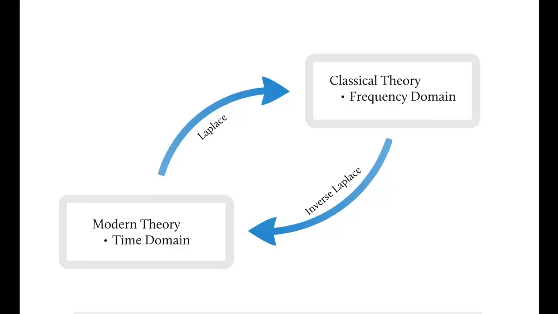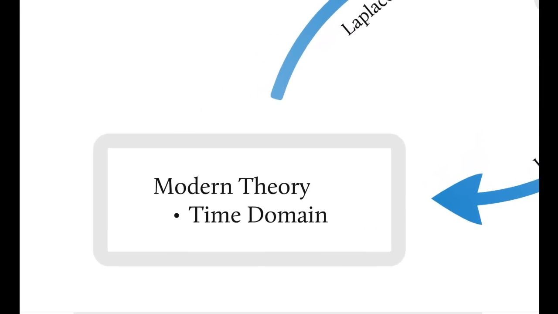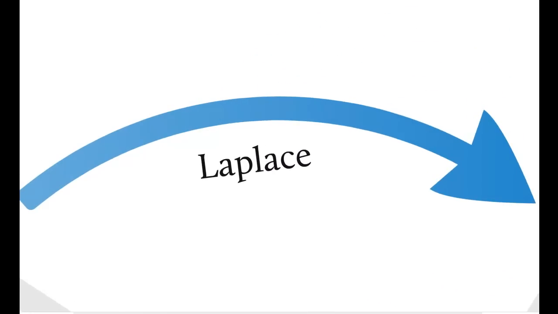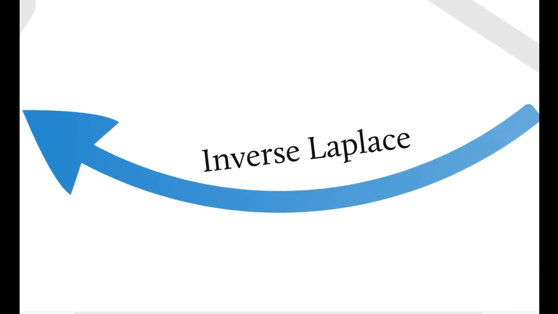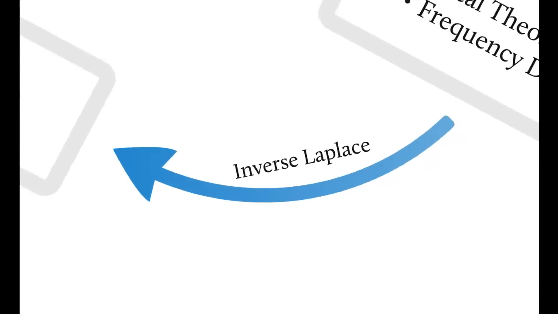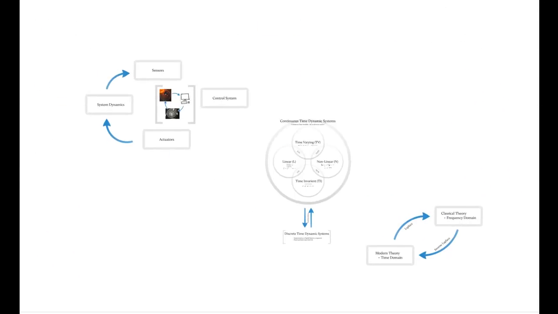And so what we do is we take those time domain equations and we apply what's called the Laplace transform, and we'll look at how that works. That Laplace transform converts the time domain system into the frequency domain system, or the complex domain, and we'll see where the term frequency comes from. But that gives us this classical theory. So it gives us a way of analyzing the world in the frequency domain, and that's referred to as classical control theory. We can always go back, of course, using the inverse Laplace transform, which we'll look at, which would then map us back into the modern or time domain world.